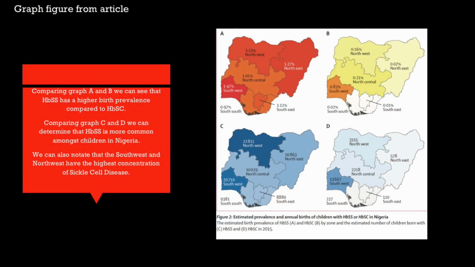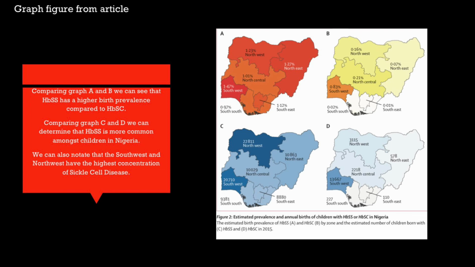Here we compare two genotypes, HBSS and HBSC. HBSS represents the sickle cell disease genotype and is the most common, while HBSC is the most common in West African ancestry and is derived from the combination of a sickle cell gene and an abnormal hemoglobin called hemoglobin C. This type of sickle cell disease is less severe.